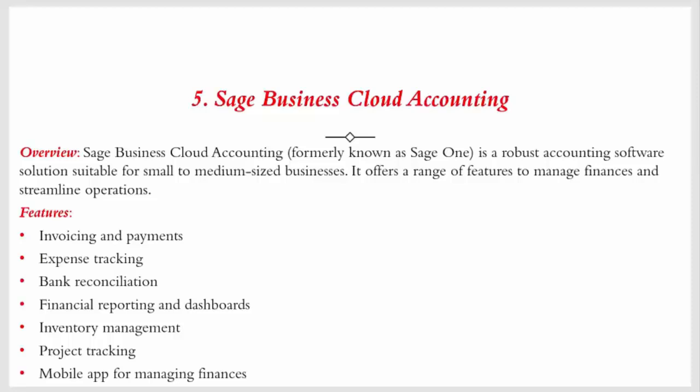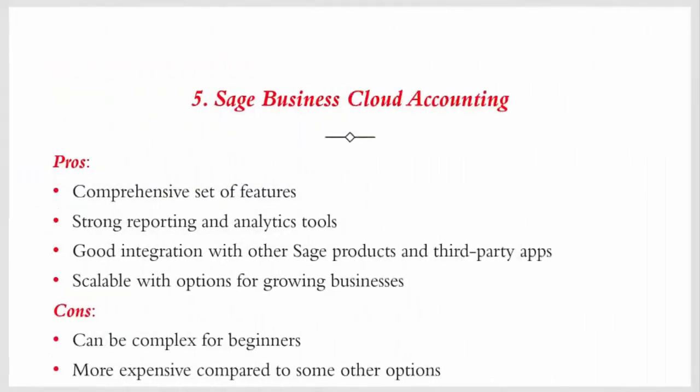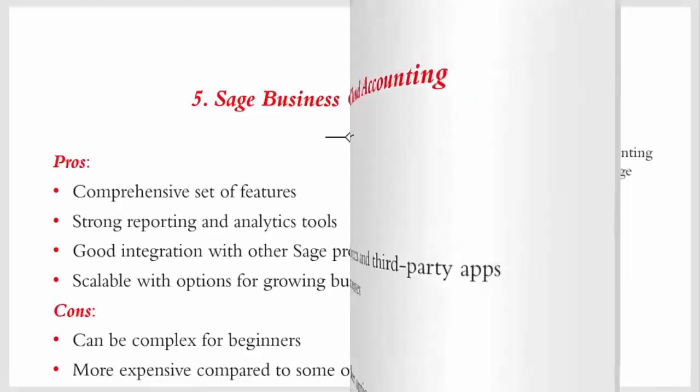Features: invoicing and payments, expense tracking, bank reconciliation, financial reporting and dashboards, inventory management, project tracking, mobile app for managing finances. Pros: comprehensive set of features, strong reporting and analytics tools, good integration with other Sage products and third-party apps, scalable with options for growing businesses. Cons: can be complex for beginners, more expensive compared to some other options.